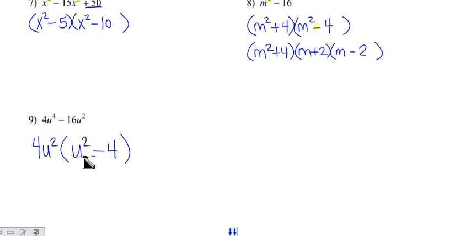Now I'm not done because u squared minus 4 is the difference of two perfect squares. So let's factor that also. This factors into 2 parentheses. U squared breaks down into u times u, and 4 breaks down into 2 times 2. One of them gets a plus sign, and the other gets a minus. And now I'm done.